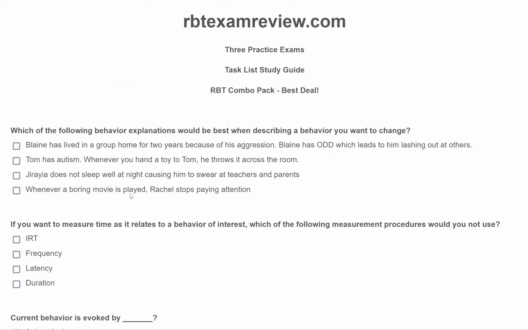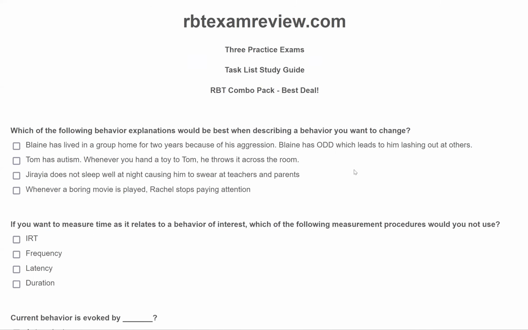Question 1. Which of the following behavior explanations would be best when describing a behavior you want to change? When we talk about behavior explanations, what we're really talking about is behavior definitions. And when we define behaviors in ABA, and yes, as an RBT, you need to learn how to properly define a behavior, because as an RBT, you will be experiencing behaviors when they happen first, more often than not. And what you want to define is the behavior in an observable and measurable way. Meaning, what can we see on a consistent basis? What can we measure on a consistent basis? If we can't observe it, if we can't measure it consistently, we can't change it.